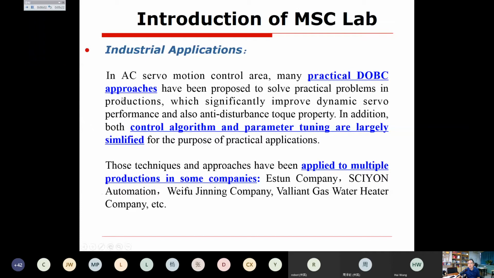On the other hand is to develop some intelligent features to enhance the control system. Also, through company projects, we have a chance to use our advanced control methods in different companies. Like Aston company, one of the top servo drive and automation control companies in China. Also SCI YON Automation, both of them are listed companies. Jingying is an engine control company, and Wayland is a very famous German company, about gas water heater systems.